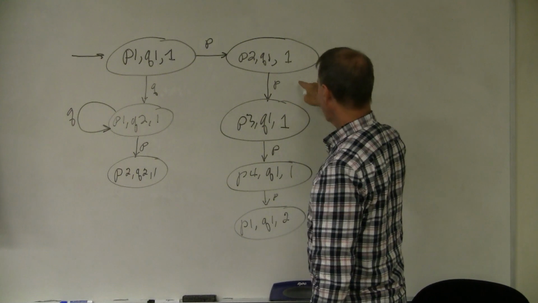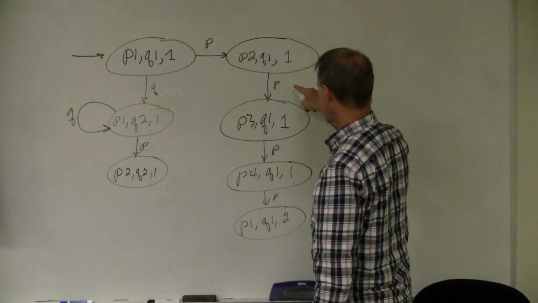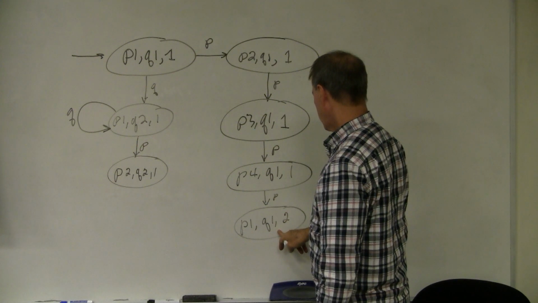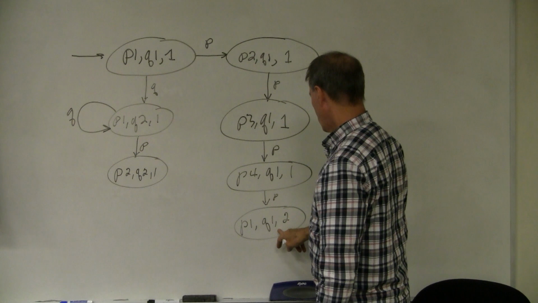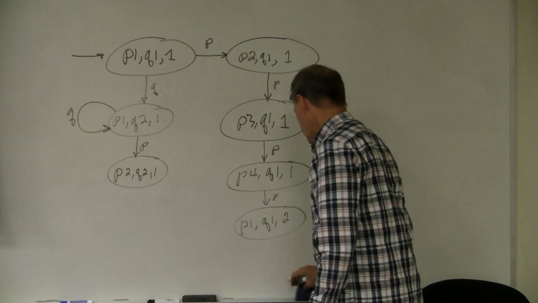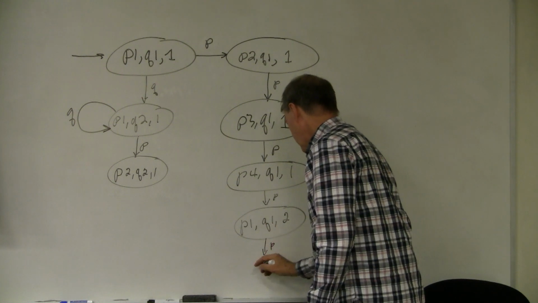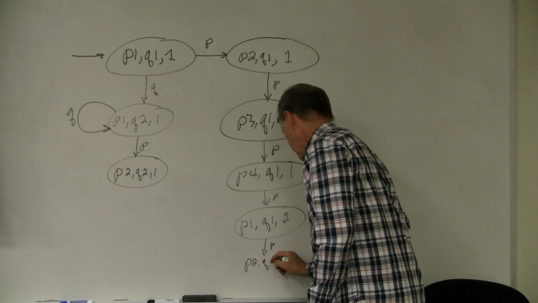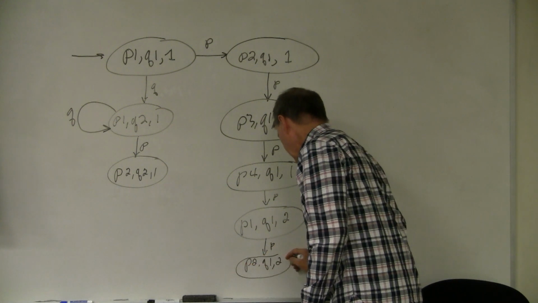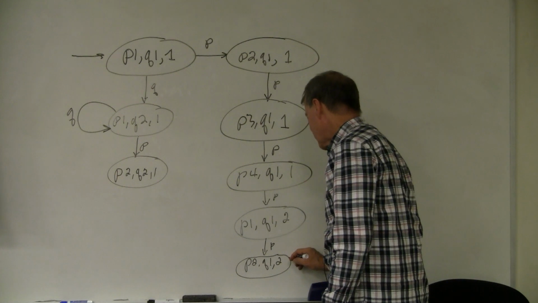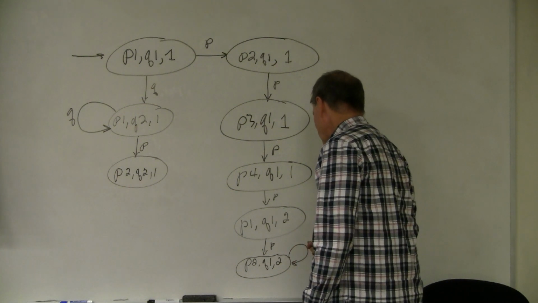Now let me see. Can we do another interesting one with a transition? What can happen here? Can P happen here? Okay, well let's go on down and see. And then what happens here? P2, Q1, 1, 2. Can P happen again? So if P happens here, what happens? Now that's a loop. So that's another end.